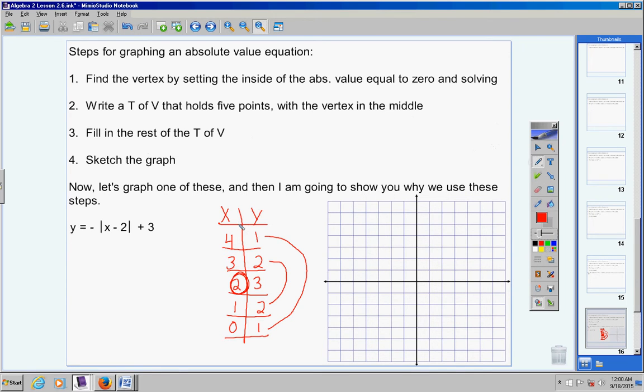All right, now, lastly, sketch the graph. Well, my goodness, guys, let's plot the vertex first. Over 2, up 3. There's the vertex. This point here, 3, 2. Over 3, up 2. This point, 4, 1. Over 4, up 1. Let's plot this point. I'm going to check them off. Let's plot this point here. 1, 2. Over 1, up 2. Let's plot this point. Over 0, up 1.